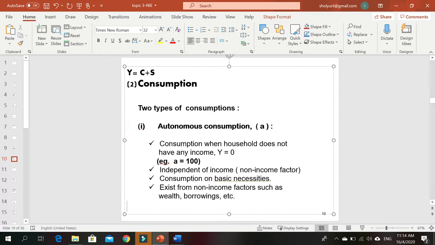So A ni independent of income. Nilai dia tidak bergantung kepada income, sebab dia adalah consumption bila income equals to 0. So apakah yang kita consume dengan A ni? Cuma basic necessity to sustain our living. That's it.